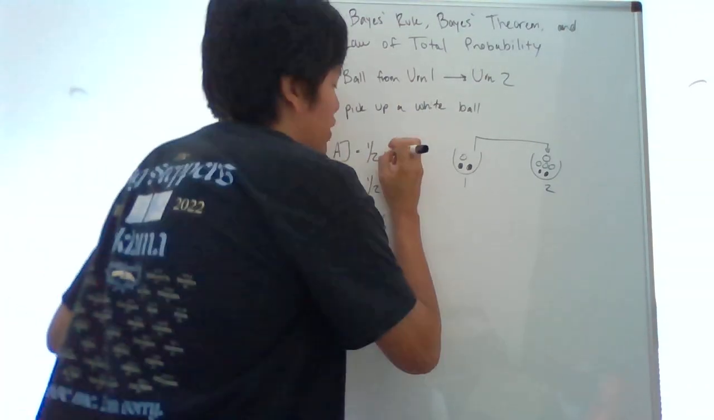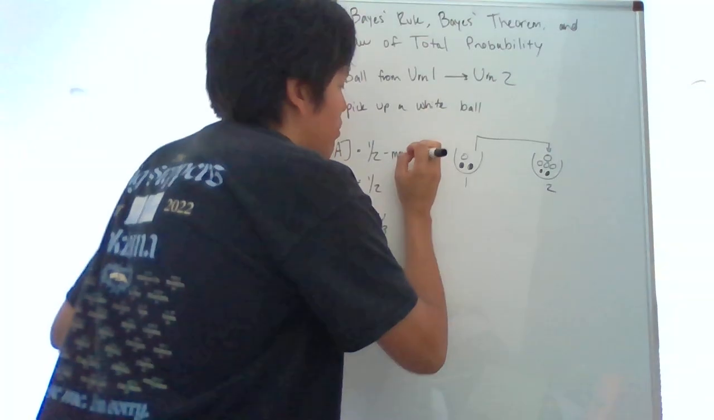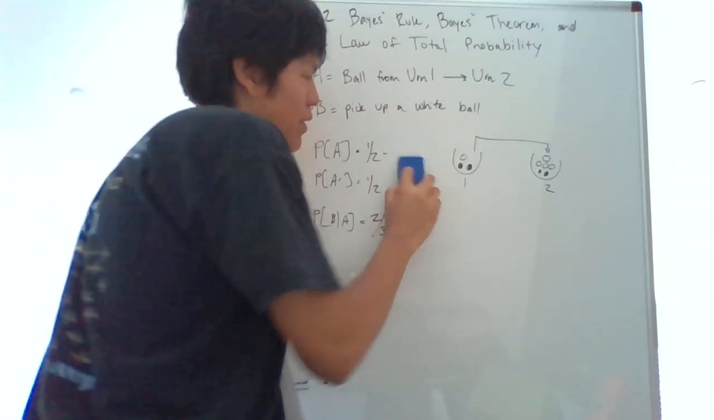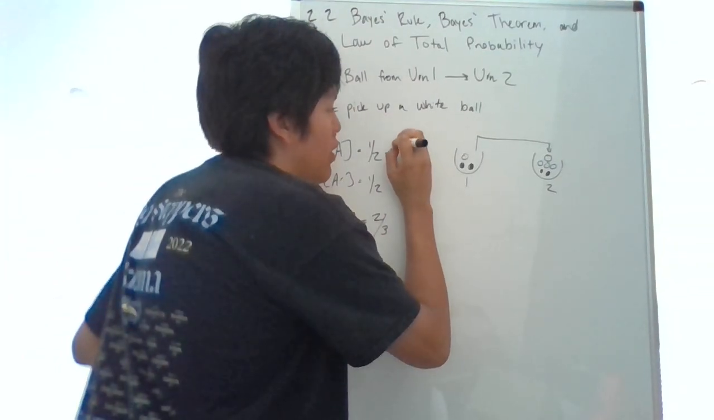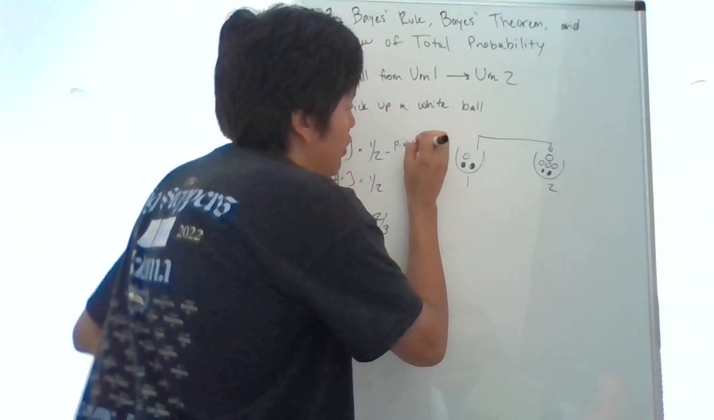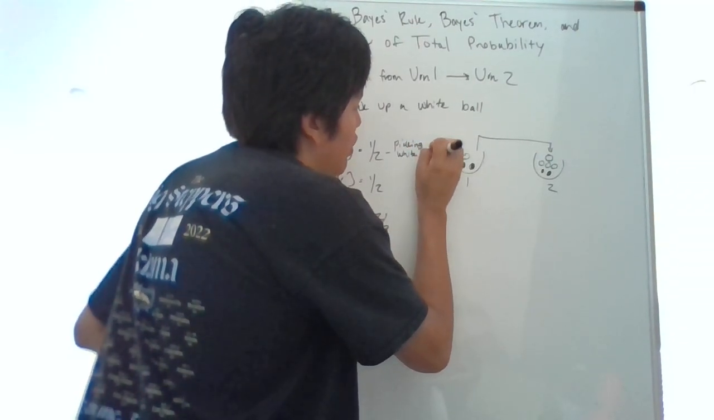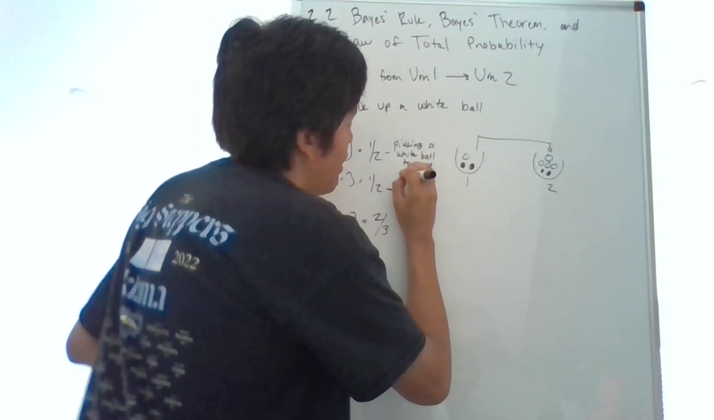And I'll put here that this is move, or hold on, maybe not move because we don't move it yet. So this 1/2 is equal to picking a white ball to move. And this 1/2 is picking a black ball to move.